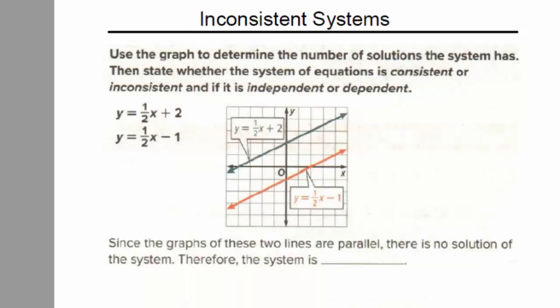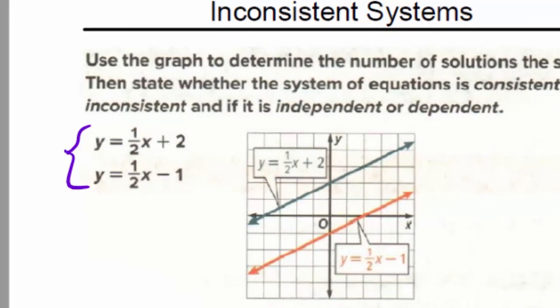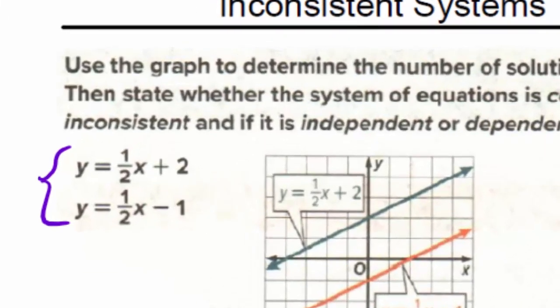For our next example, we'll talk about inconsistent systems. So we're going to do the same thing we did in the last one. We're going to determine if the system is consistent, inconsistent, independent, or dependent. First thing you want to notice over here is the slope-intercept form of the 2 equations. And you'll also notice that they both have exactly the same slope.